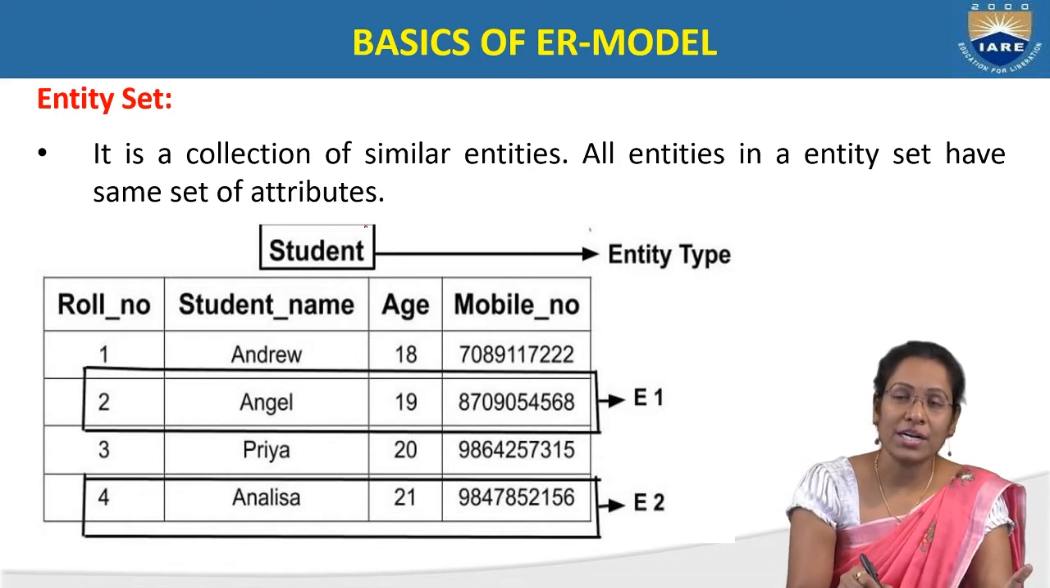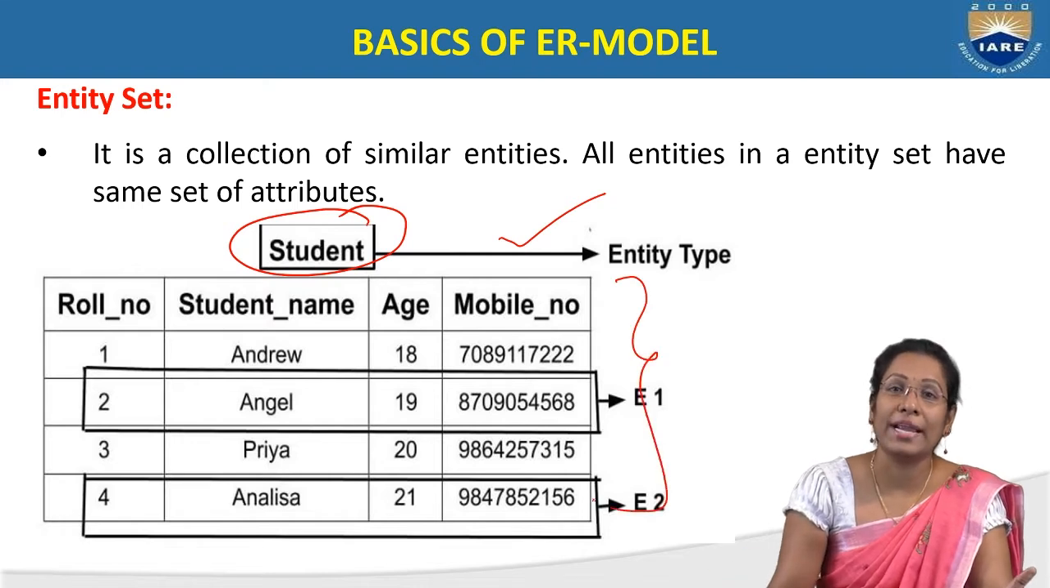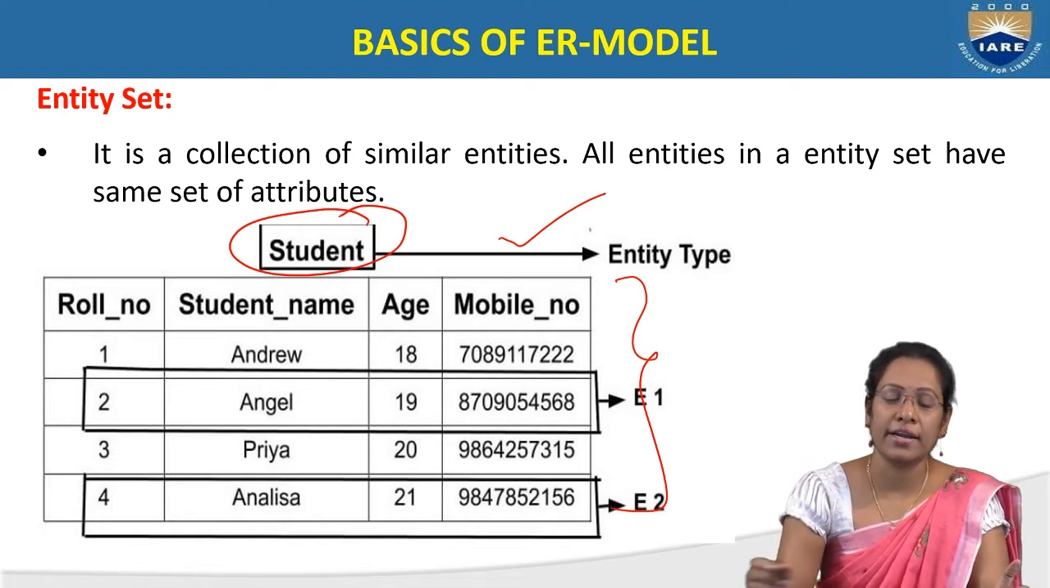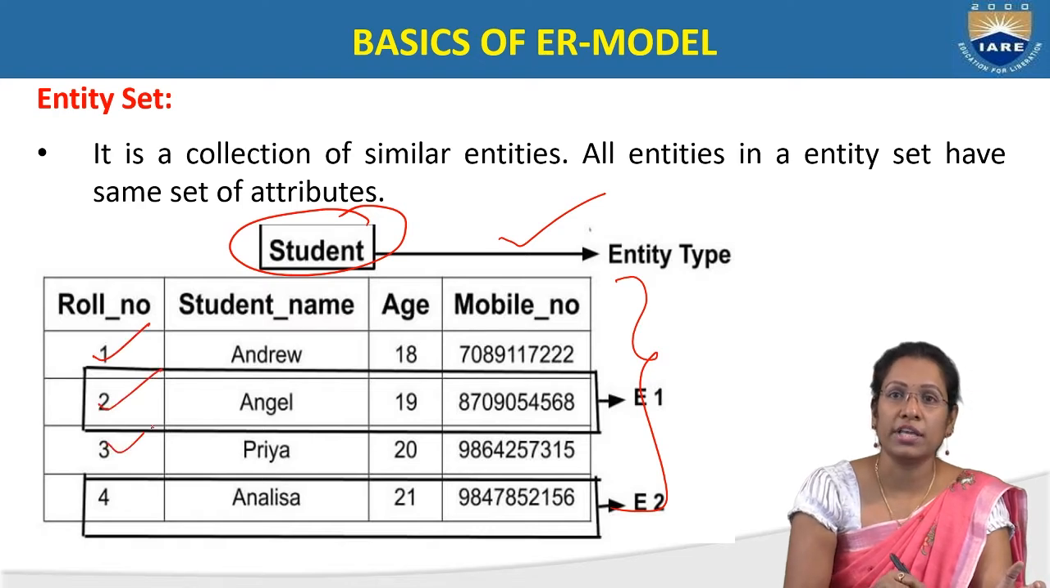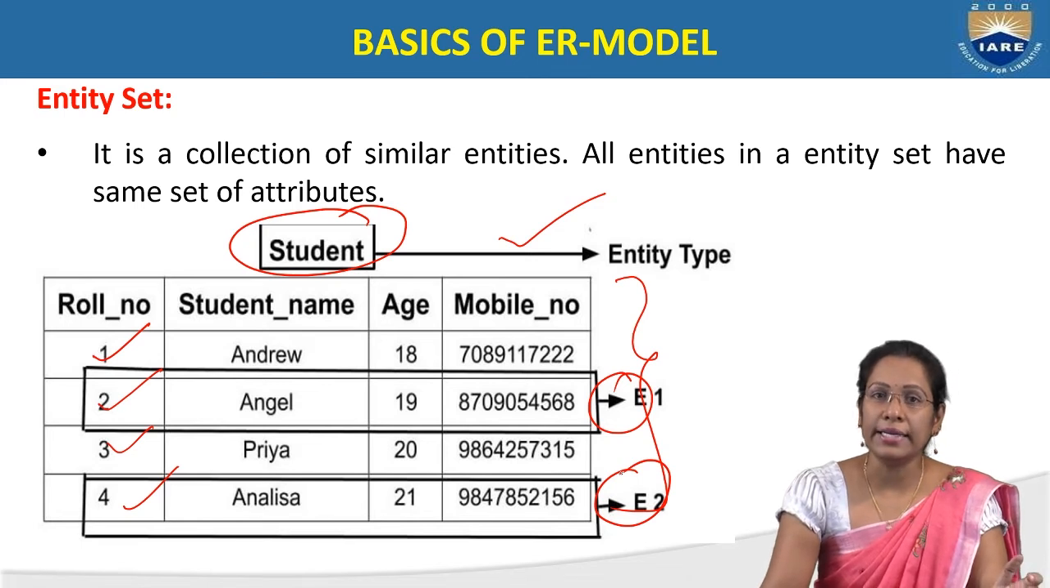So here student, which previously we called an entity, now we call an entity type, because under the student type we have different entities. Each and every record in the student table is an entity that is uniquely identified by the roll number 1, 2, 3, 4. So here E1, E2, E3 are called the entity set under the same type of student. A collection of the same type of information under the entity is called an entity set. So all the entities have the same set of properties.